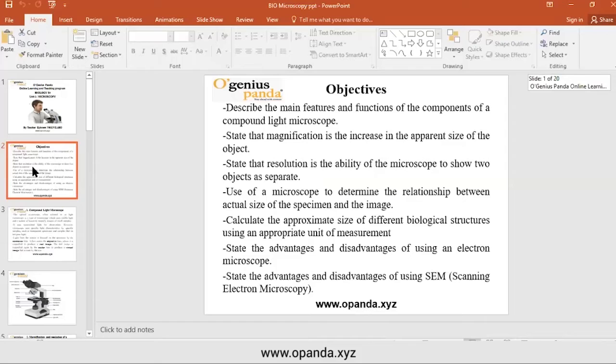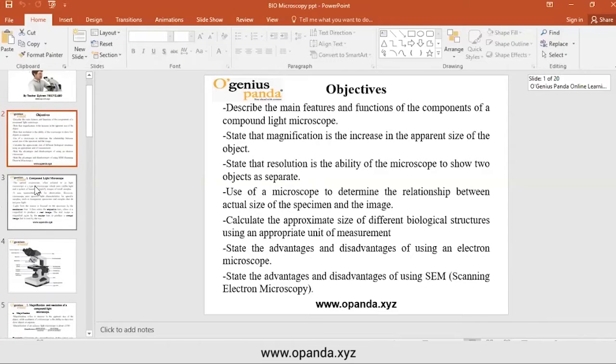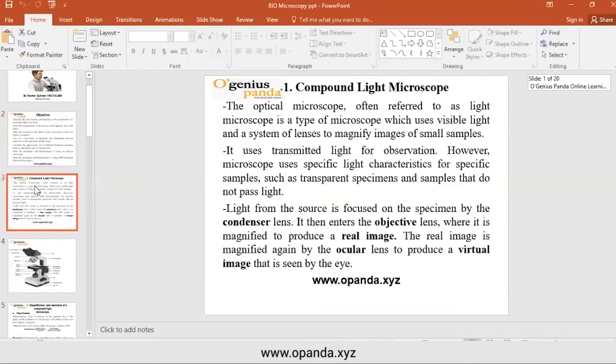We also have calculations whereby we'll be calculating the approximate size of different biological structures using an appropriate unit of measurement. We'll see the advantages and disadvantages of using an electron microscope. Lastly, we'll see the advantages and disadvantages of using a scanning electron microscope. Let's start with the compound light microscope.